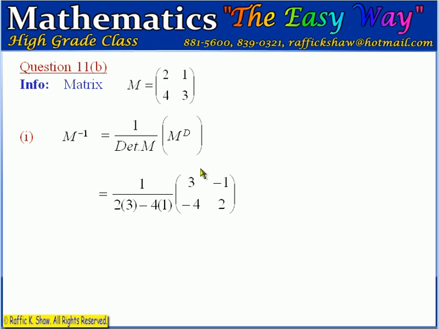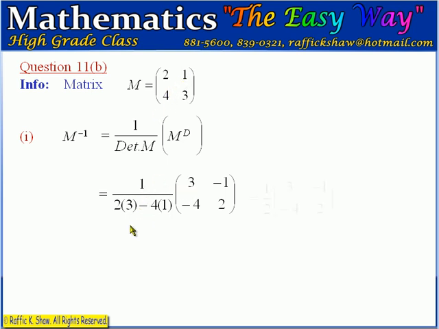Now the adjoint matrix of M is obtained by interchanging the elements of the main diagonal and changing the sign of the elements of the second diagonal, and therefore these two elements are interchanged, and hence we have 3 here and 2 here. Then we change the sign of these two elements, hence this becomes -1 here and this becomes -4 here. And that's how the adjoint matrix is formed. Interchange the main diagonal elements and change the signs of the second diagonal elements.